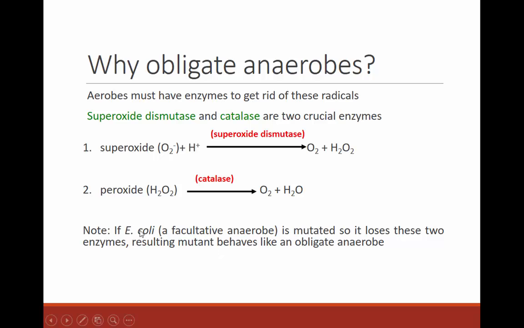And if you had E. coli, which is a facultative anaerobe, if it's mutated so it loses these two enzymes, what's going to happen? It's going to behave like an obligate anaerobe. It's just going to stay away from the oxygen, because if it goes near the oxygen, it doesn't have those enzymes to get rid of the toxic oxygen, and therefore it will die. But if it behaves like an obligate anaerobe, then it can survive. Do you see that? Make sense or not?